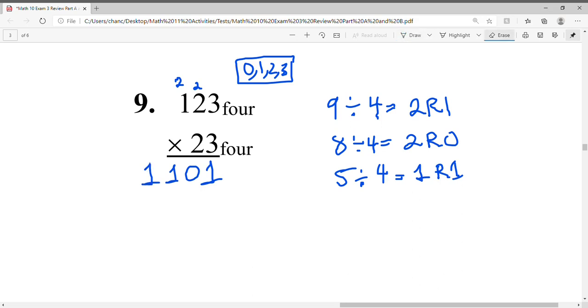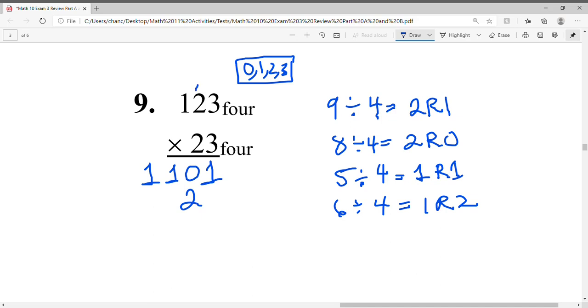So we multiplied everything with the 3. Now we'll eliminate our numbers up here, and then we'll do it again. 2 times 3 gives me 6. 6 does not exist in base 4. We'll convert that to 1 remainder 2. So we'll have a 2 here, and I'll carry that 1 over.